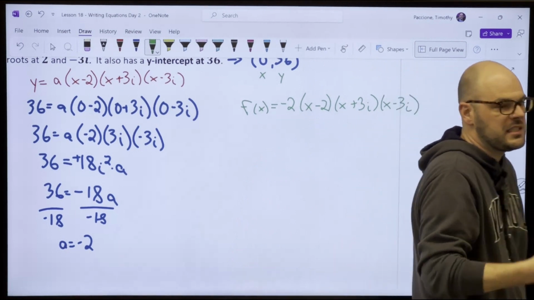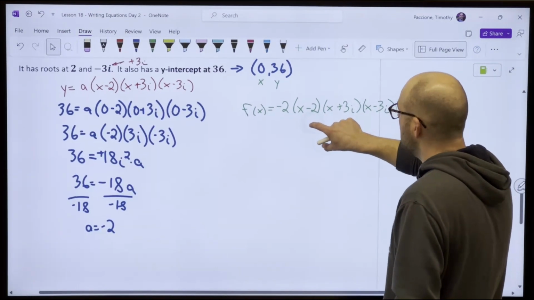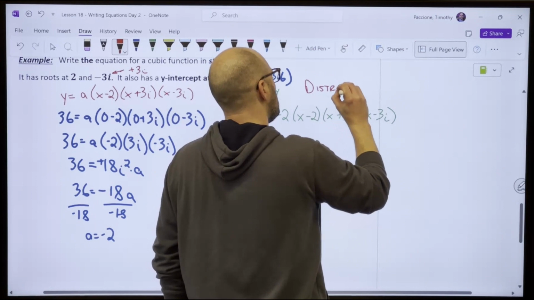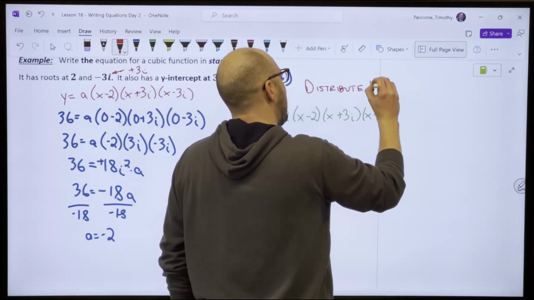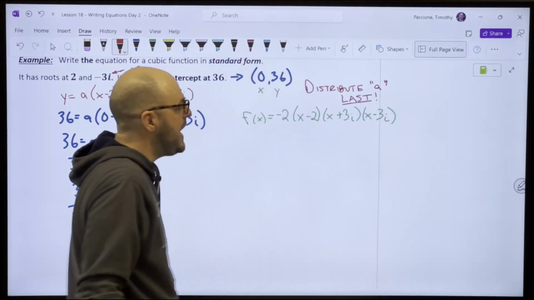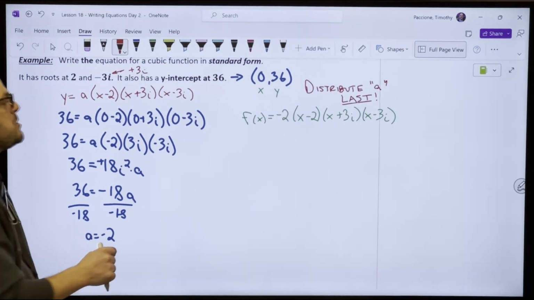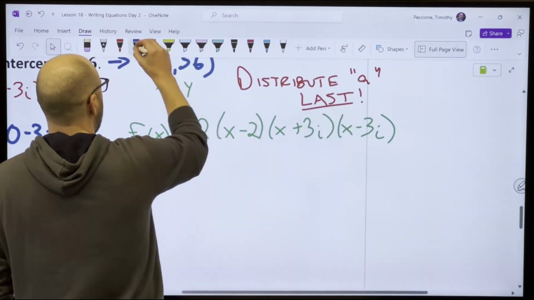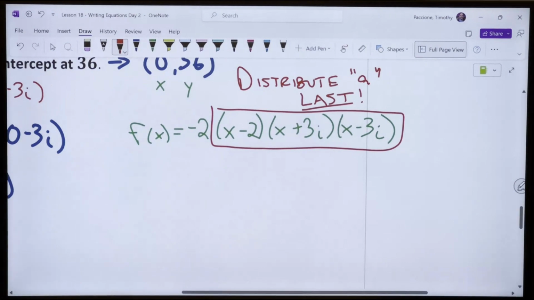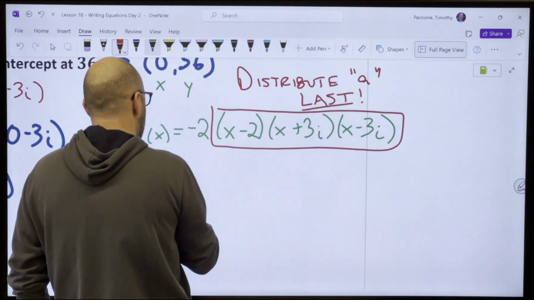And now we kind of go into last night's homework and the last lesson. Okay? I got to be able to multiply this out. And then one thing I want you to write down is distribute a last. Do not distribute a right now. It'll cause you to miss some stuff. Okay? So what does that mean? Well, it means I'm going to worry about this part first, and at the very end, I multiply by negative 2.